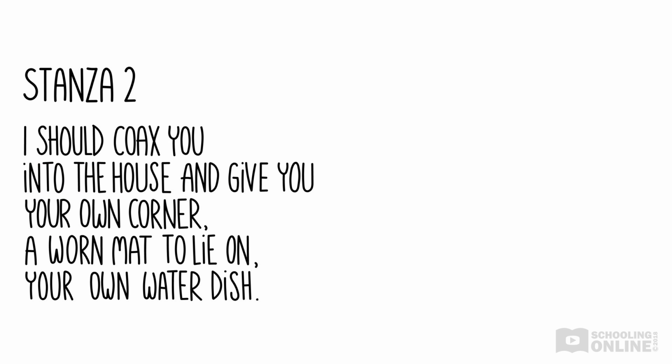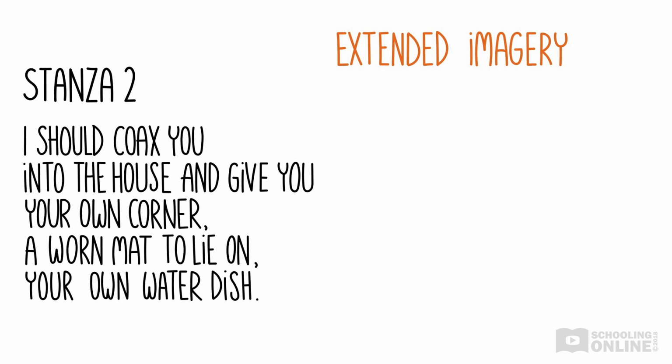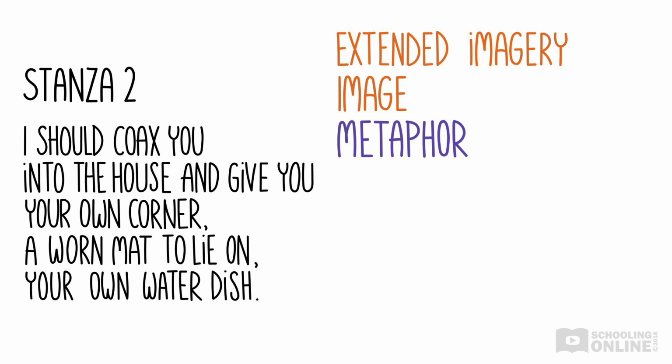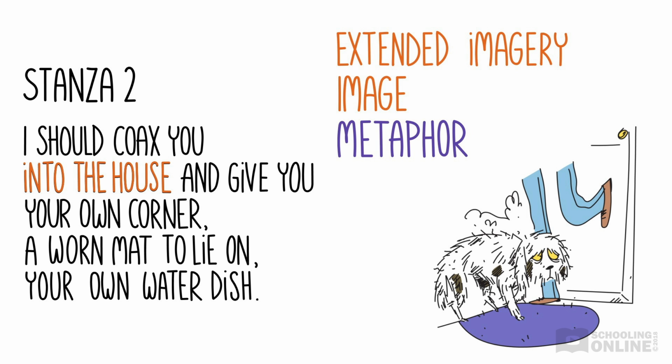Here's the second stanza. The speaker keeps expanding the extended imagery of the homeless dog. Extended imagery is when the poet develops a particular image over several lines, or, as in this case, over the whole poem. The image of the dog becomes a metaphor representing her grief. Now she wants to invite the dog into the house to care for it. This contrasts with her earlier rejection of grief. She's starting to engage with her emotions and actually think about her sadness more deeply.